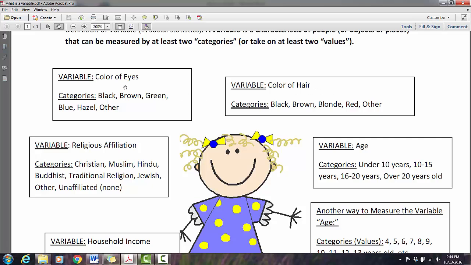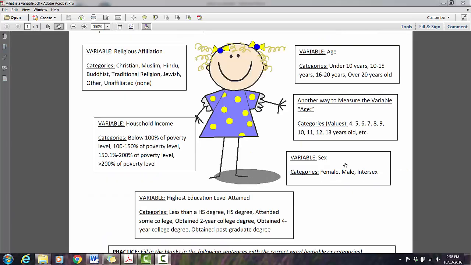Same thing with color of eyes. This is not a variable that is used very often in social science research, but it could be, and there are different categories that can be used to describe the color of people's eyes: black, brown, green, blue, hazel, other.